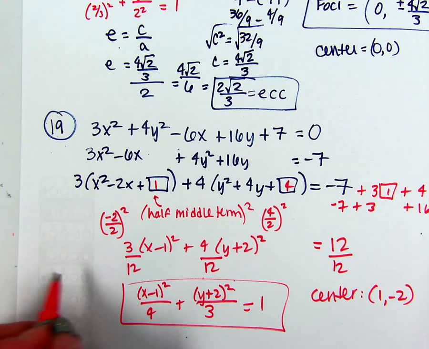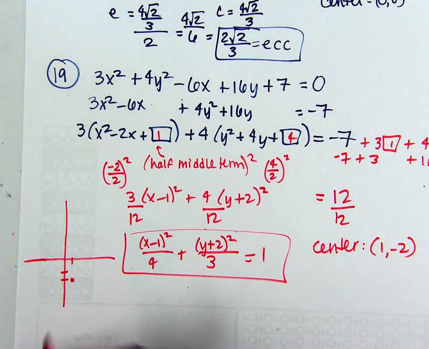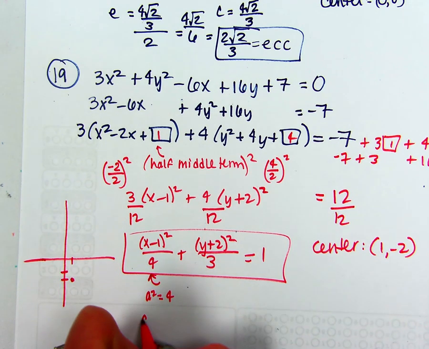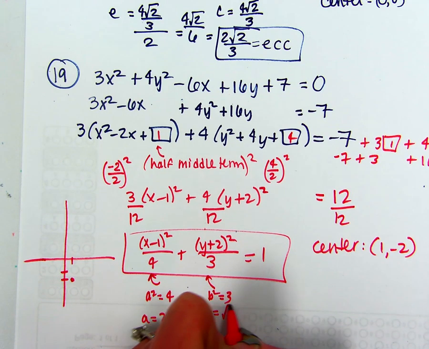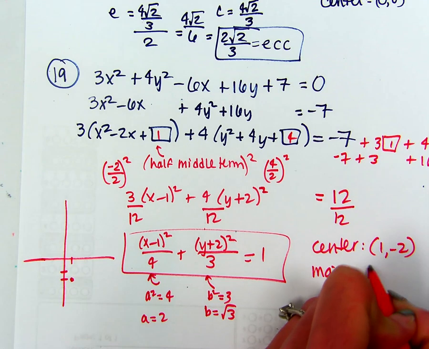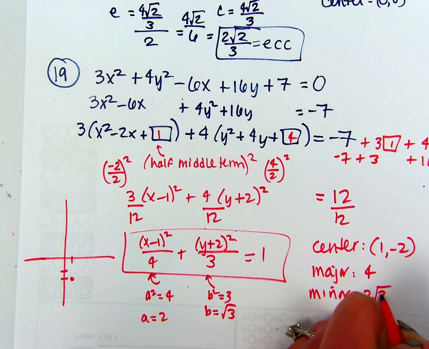So when I graph it, I'm going to start here. All right, so which one of these is bigger? This is going to be related to my major axis. So a squared is equal to 4, and a is 2. B squared is 3, so b is root 3. All right, so my major axis is twice that length, so that's 4. My minor axis is twice this length, so that's 2 root 3.